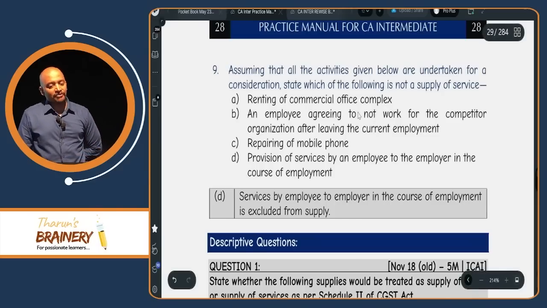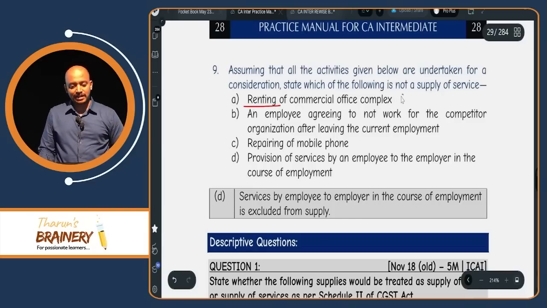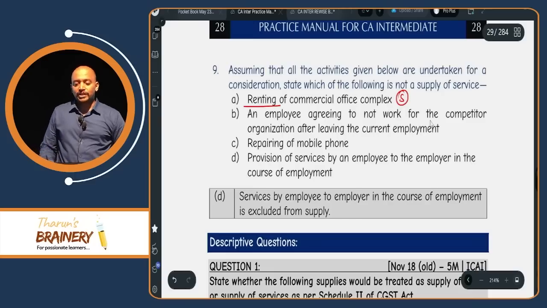Renting of commercial office complex. Renting. Supply of goods or supply of service? Service. An employee agreeing to not work for the competitor organization after leaving the current employment. Consideration for not doing an act. Not doing an act, where it will come? Supply of service. Repairing a mobile phone. Service.